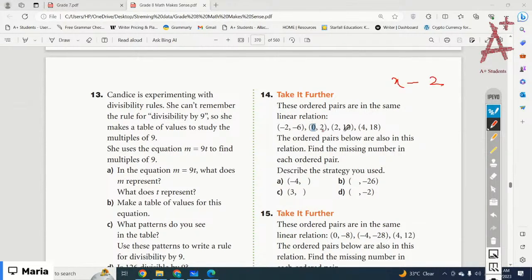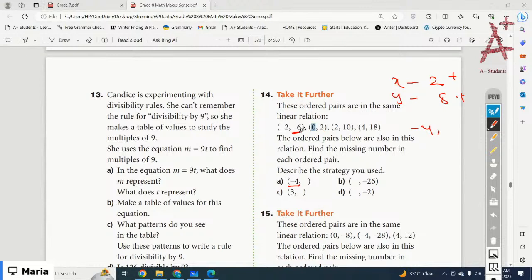The y values 2 and 10. 2 plus 8 is 10. 10 plus 8 is 18. They are increasing by 8, right? So they have the same pattern, right? Negative 14, negative 4. X values are increasing by 2. Y values are increasing by 8.